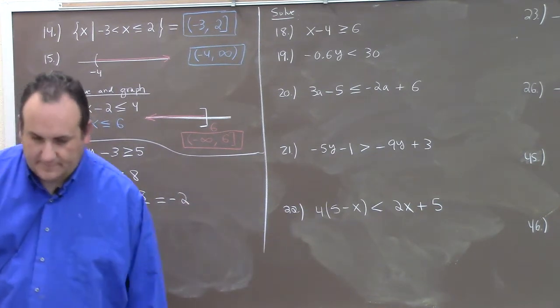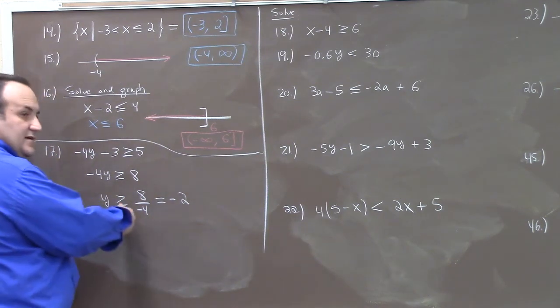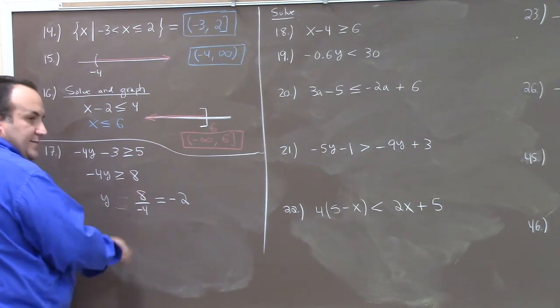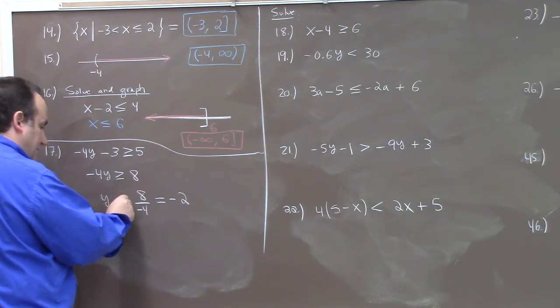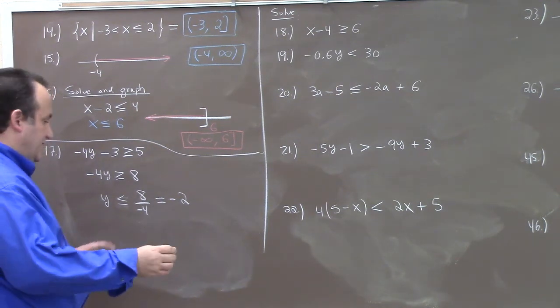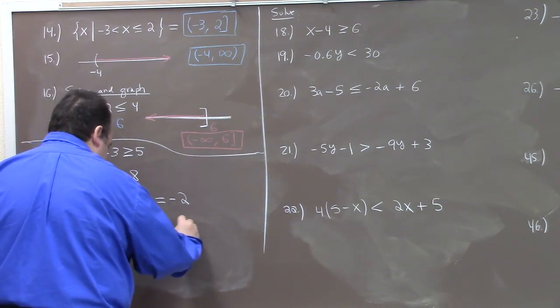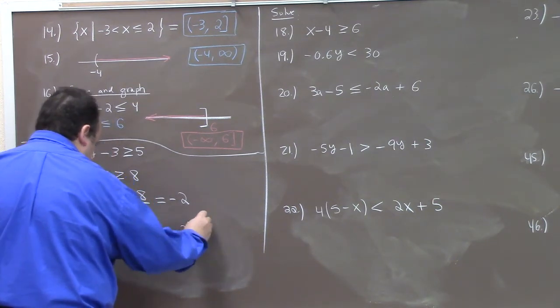Why is it wrong? I have to flip the inequality. If I'm dividing by a minus, this greater than or equal to has to become a less than or equal to. That's the rule, right? Thank you. So what's the answer? The answer is minus infinity to minus 2 included.